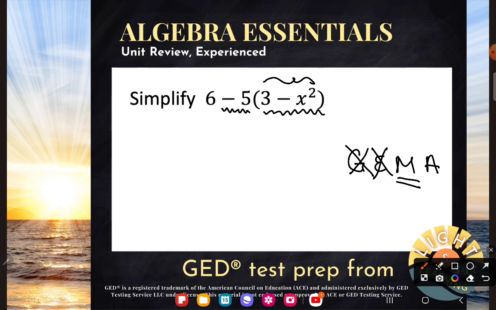Now, when you multiply it, don't treat it like minus 5. Treat it like negative 5. So negative 5 times 3 is negative 15.